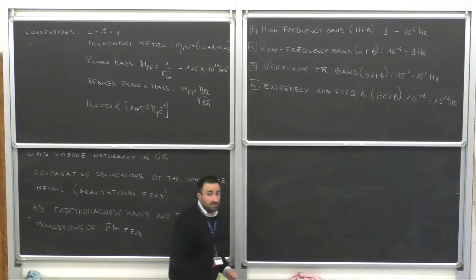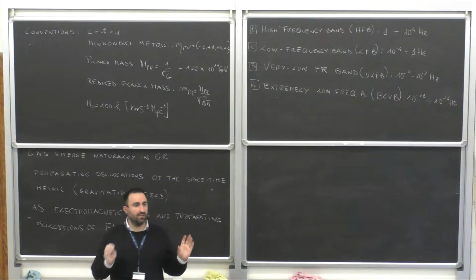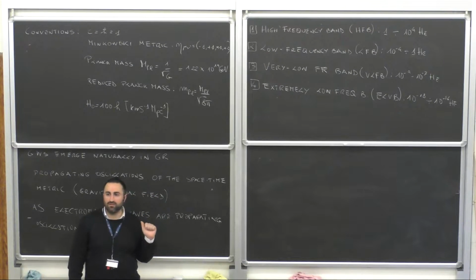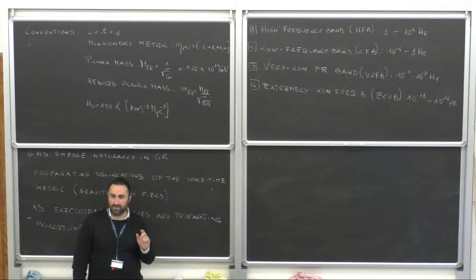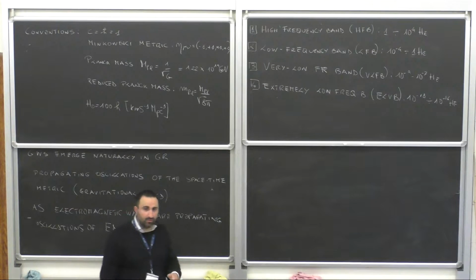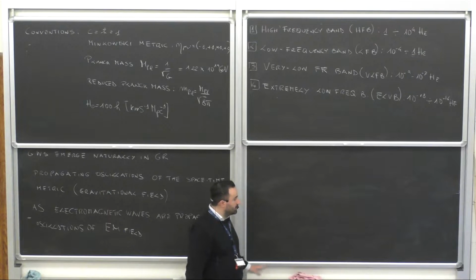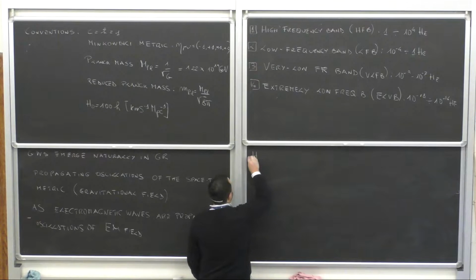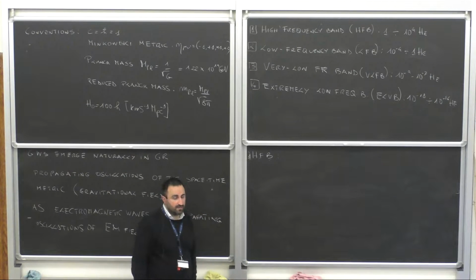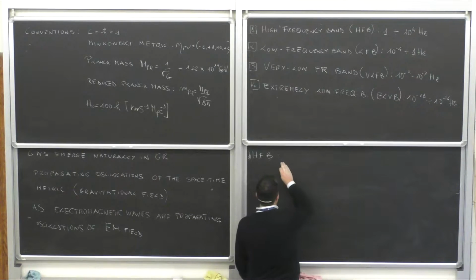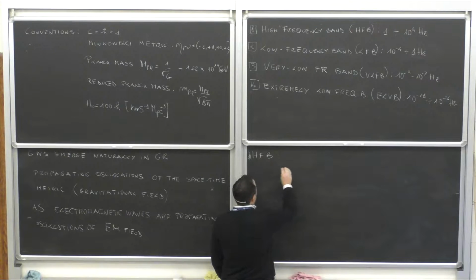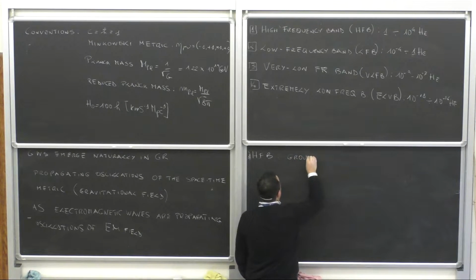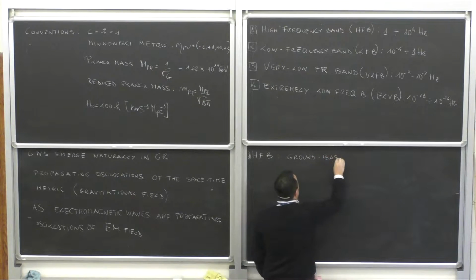Now what I will tell you is just for general knowledge. I will tell you what the sources are in all these frequency bands, and what the detectors are that are planned to work in these frequency bands. So at the end of the school, you know some sources and some detectors. So let's start from the high frequency band. The high frequency band is, if you want, the frequency band of ground-based interferometers.